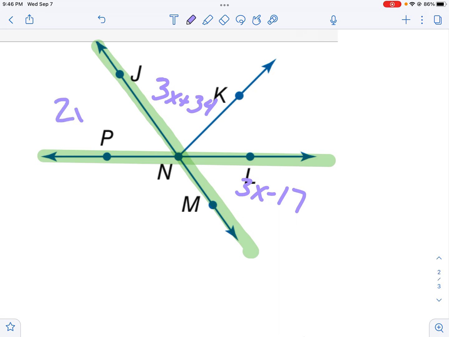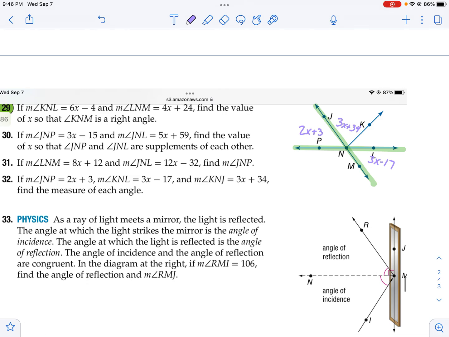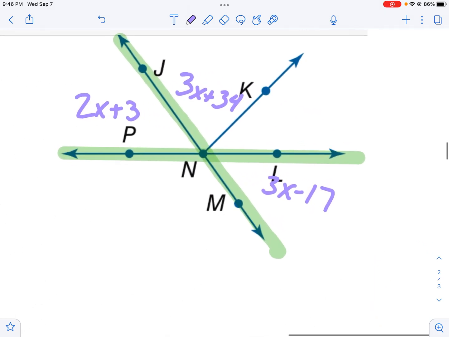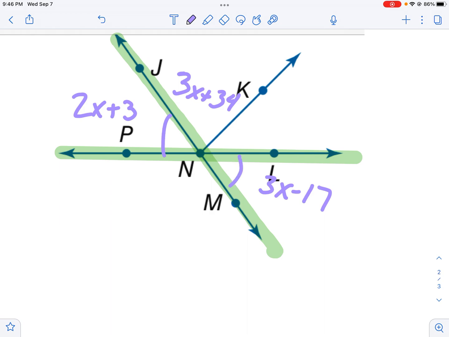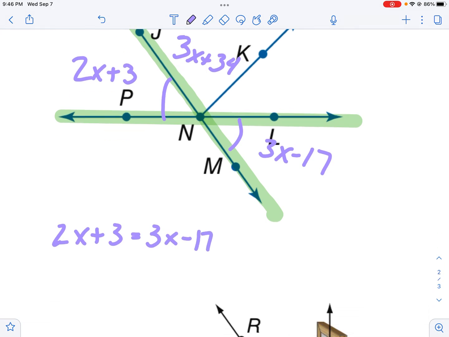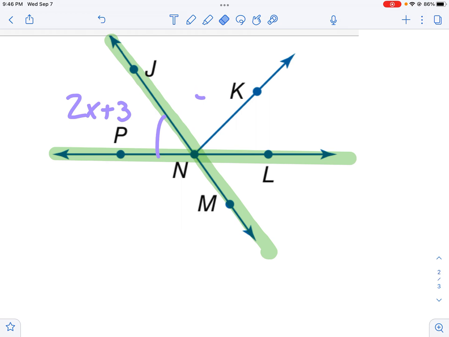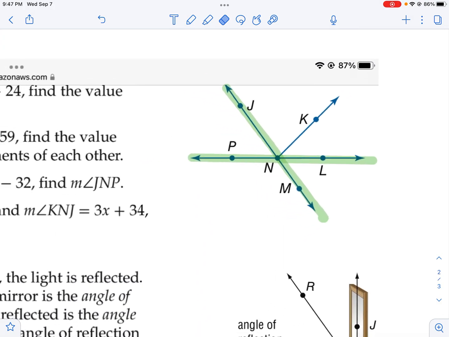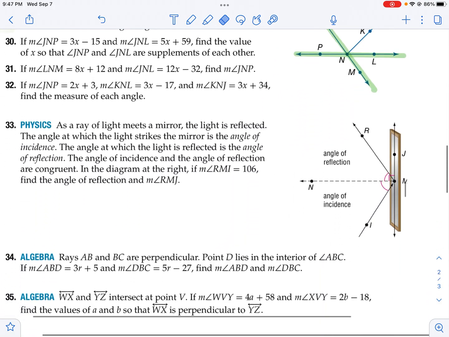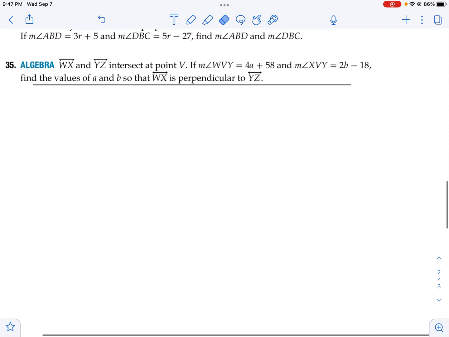By the definition of vertical angles, all vertical angles are equal, congruent. So I know that these two angles are equal, so I can say 2x plus 3 equals 3x minus 17, and I could solve for x from there. Once I have x, I can go back, substitute in those x values, and solve for the degree measure of each of those angles. So just identifying our vertical angles and our linear pairs would be super important.